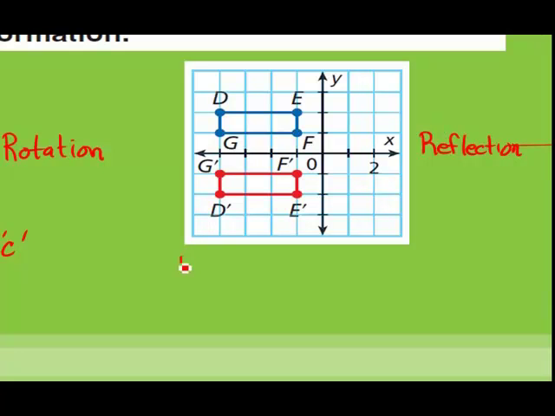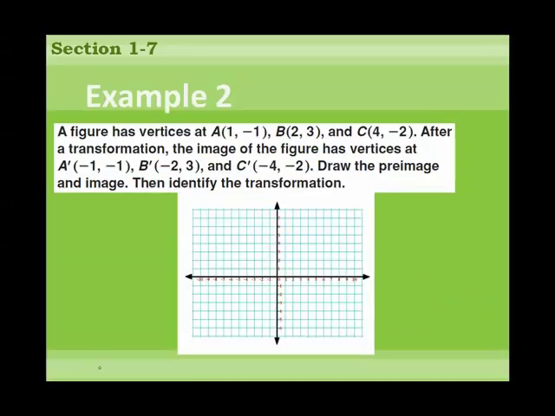And if we were to write that, we could say that rectangle DEFG, or DE or FG, that works as well, maps onto rectangle D prime, E prime, F prime, and G prime. I'm getting this right. Okay, so that's a reflection. All right, let's see about our next example.